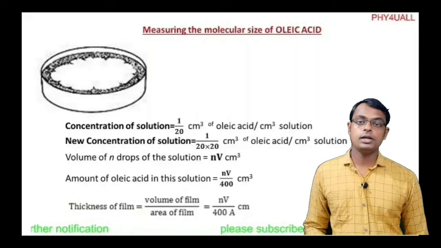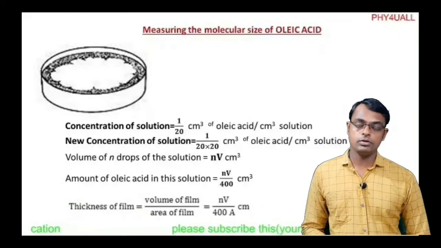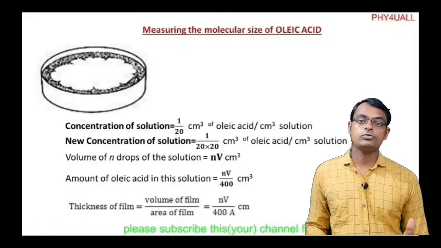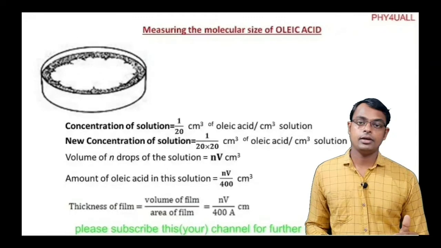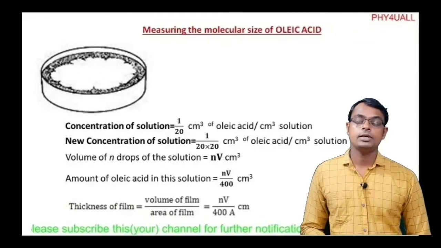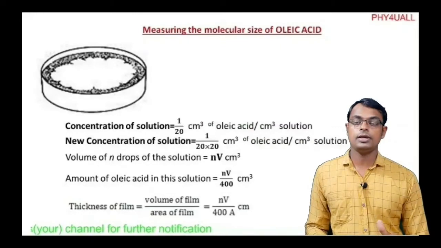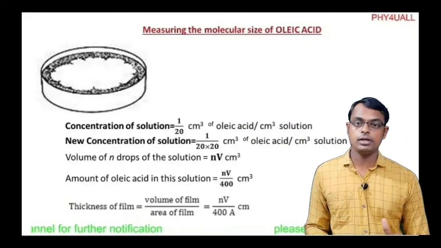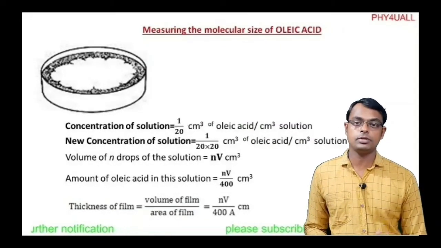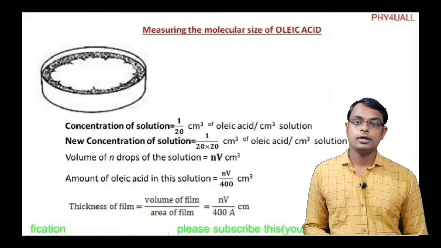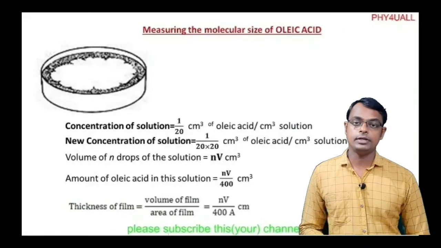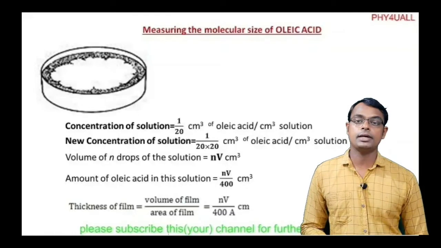Now if you do this calculation with this indirect method, the size of the molecule comes out approximately 10 to the power minus 9 meter. So the size of the oleic acid molecule we have approximately calculated using this indirect method is around 1 nanometer, or 10 to the power minus 9 meter.